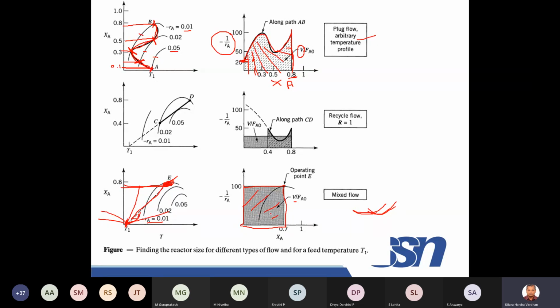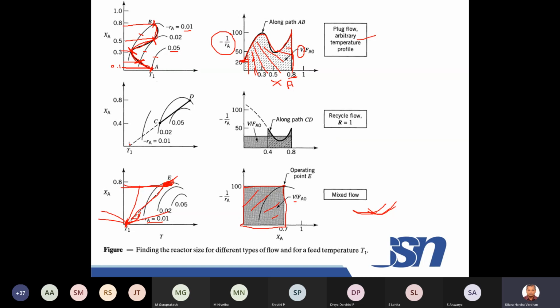Now suppose it is a recycle reactor. What should be done? Let us assume the recycle ratio is 1. So one part out of the 100 parts is being recycled. It's almost like a plug flow reactor, am I right? It's almost like a plug flow reactor because the recycle ratio is very small.